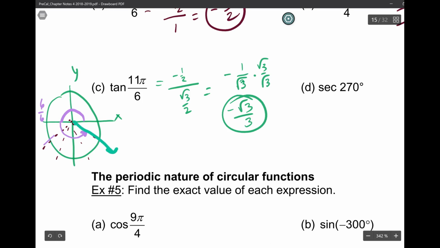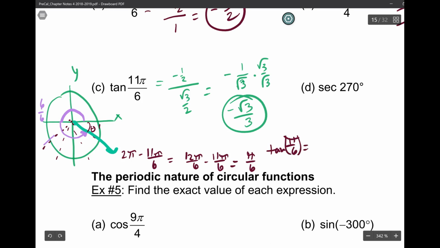Alright, 11π/6. Let's find our reference angle right here. You can see that it would be 2π minus 11π/6. That's 12π/6 minus 11π/6, which just makes them have the same denominator. So I get a reference angle of π/6. So if you do tangent of π/6, what do you get?